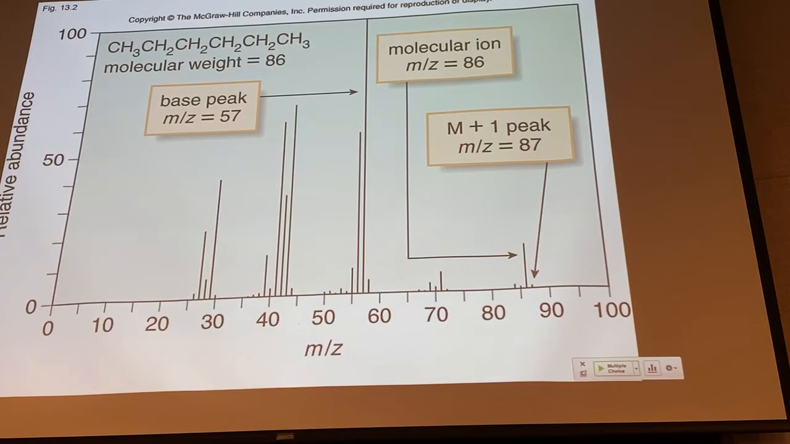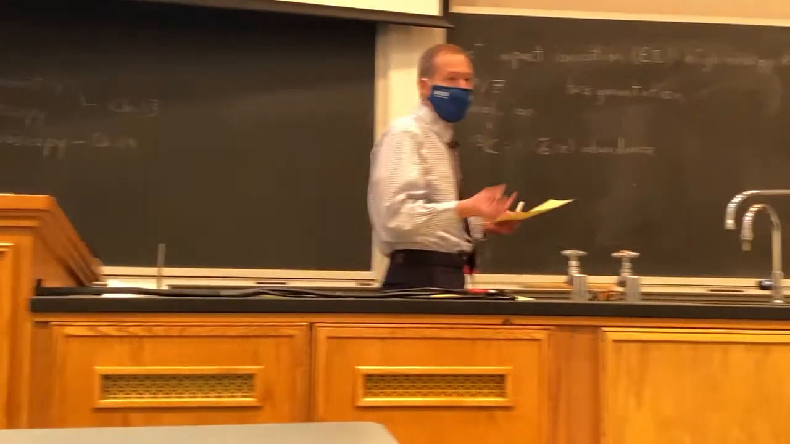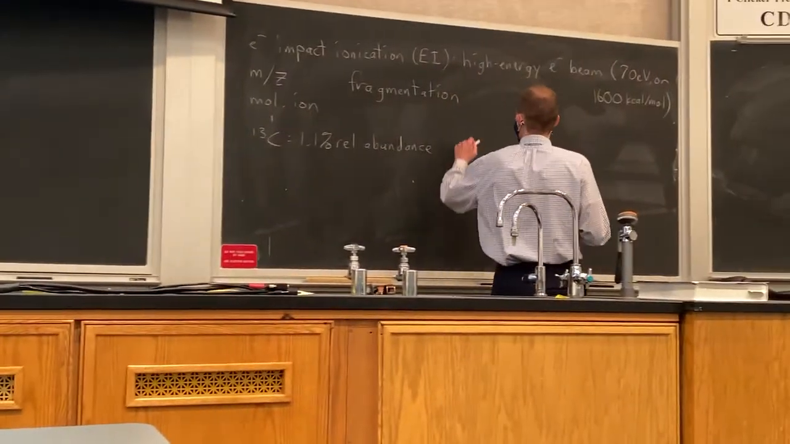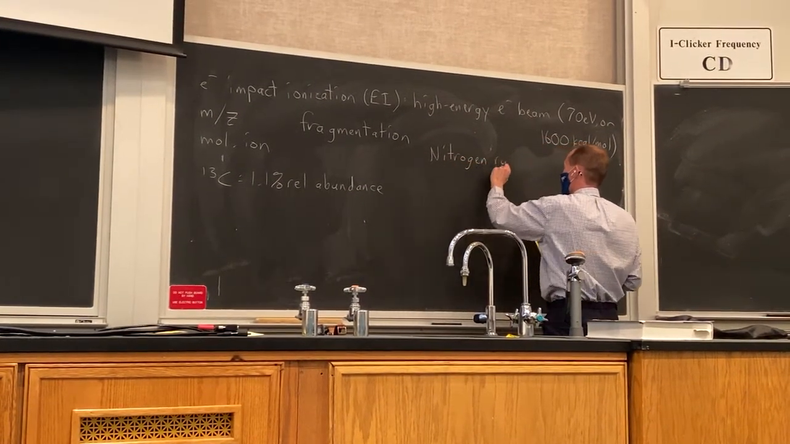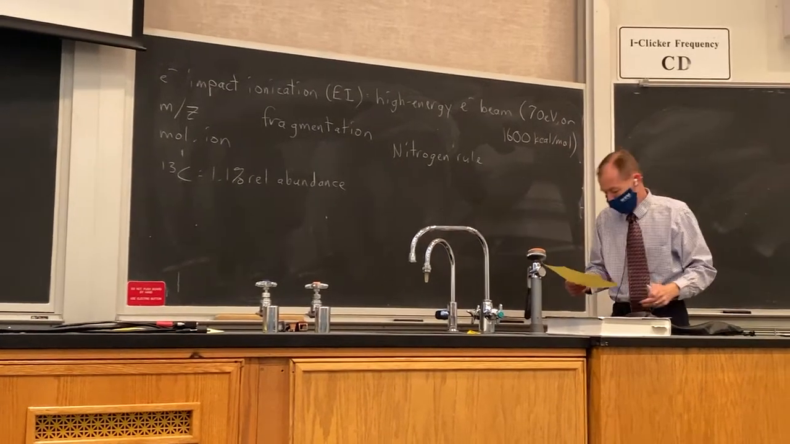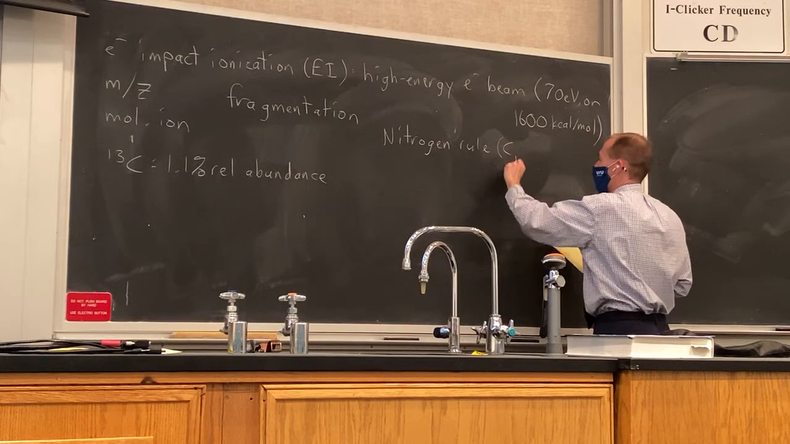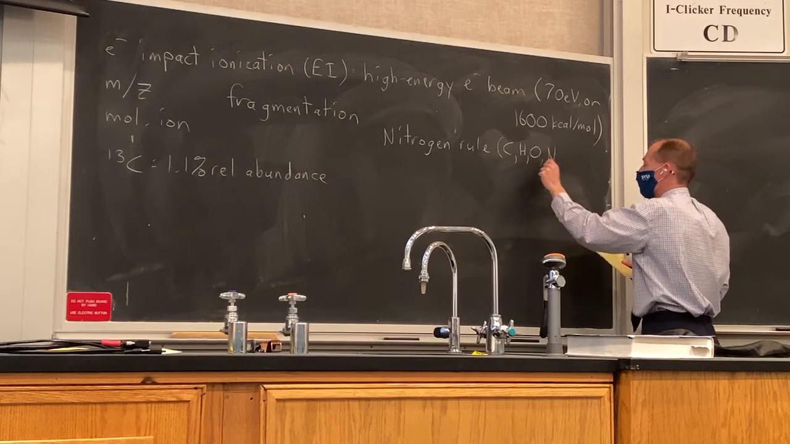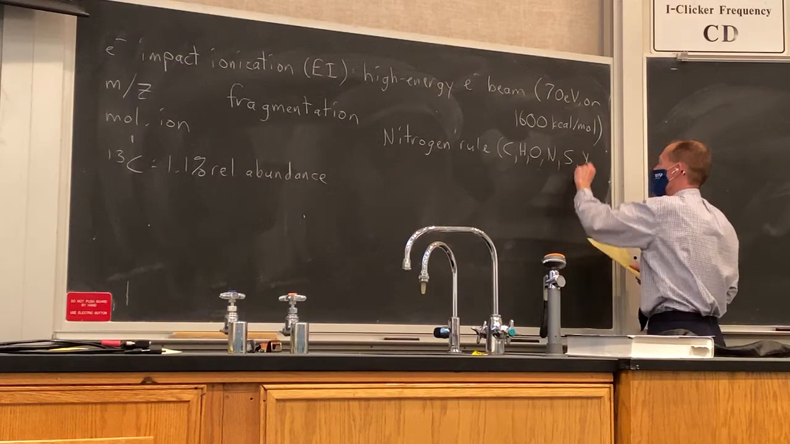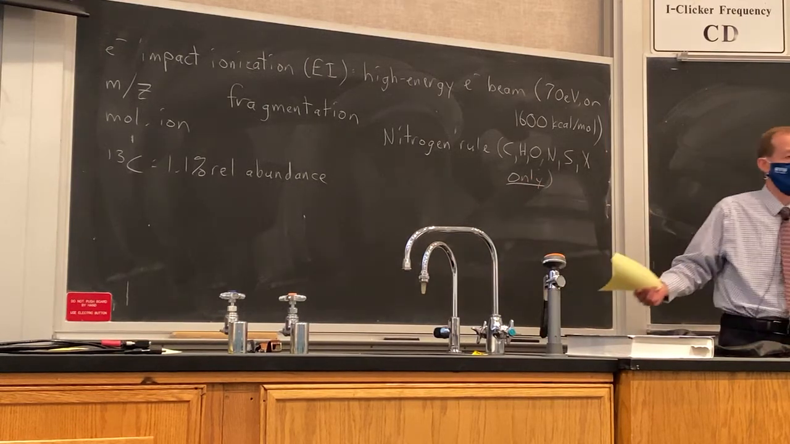Okay, so let's talk about some features of mass spectrometry that are very helpful to us, that give us useful information. The first one is what we will call the nitrogen rule. The nitrogen rule is very handy. It works for molecules that only have carbon, hydrogen, oxygen, nitrogen, sulfur, or halogens. That's actually most organic molecules.